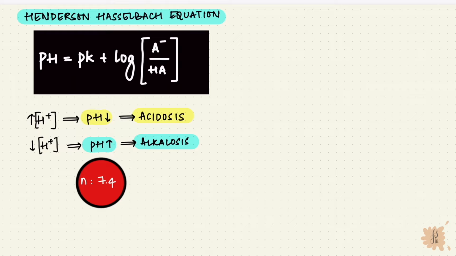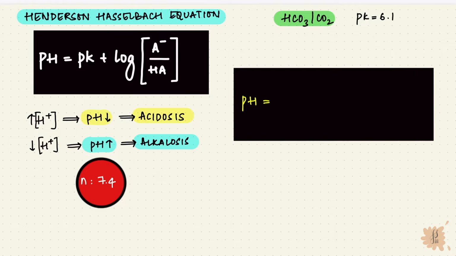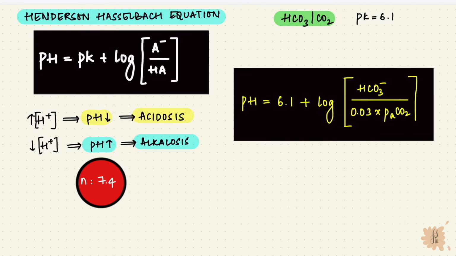The most important buffer pair is the bicarb carbon dioxide pair. They have a pK of 6.1, so the pH is equal to 6.1 plus the log of the bicarb concentration over 0.03 times the partial pressure of arterial carbon dioxide. This bicarbonate is regulated by the kidneys.